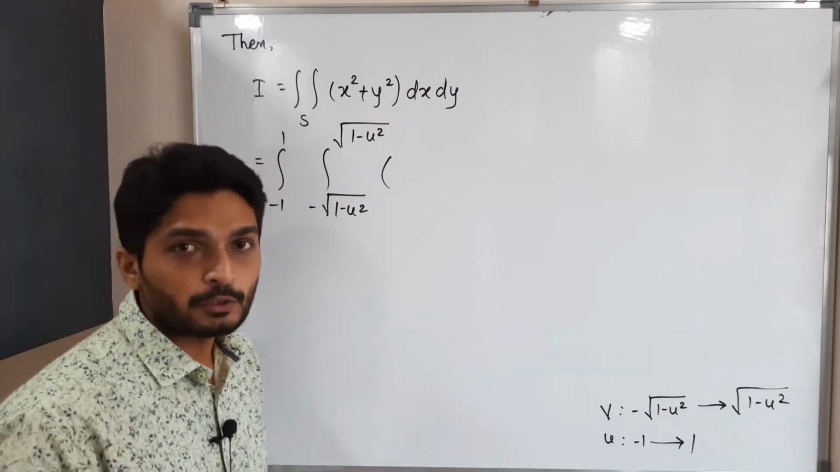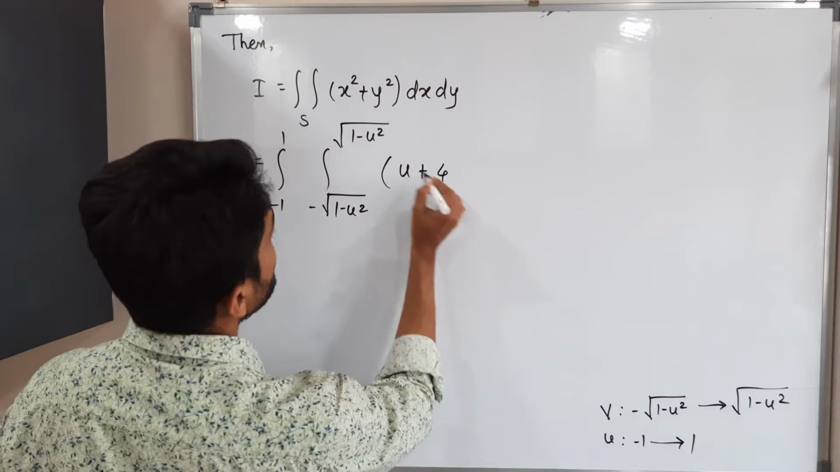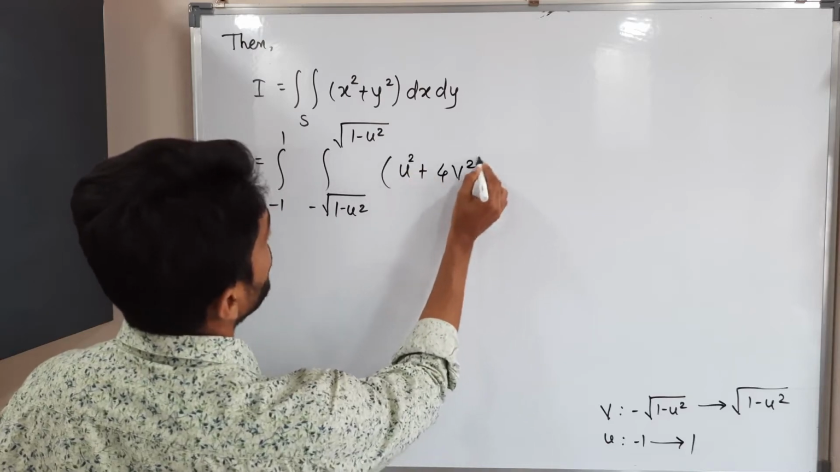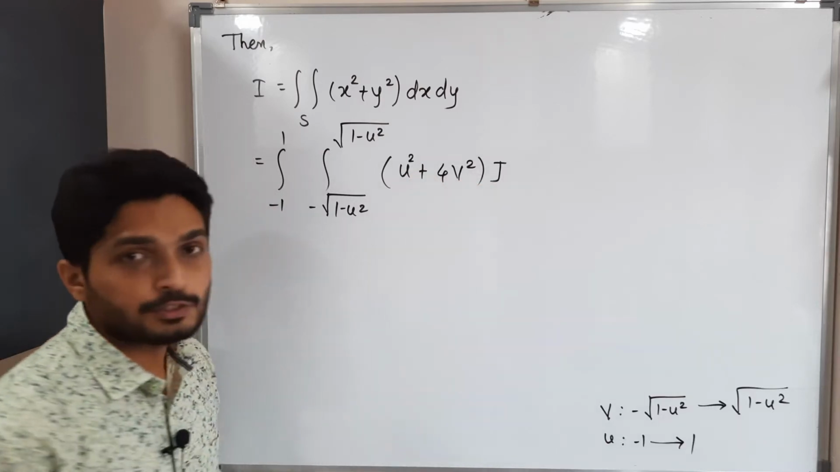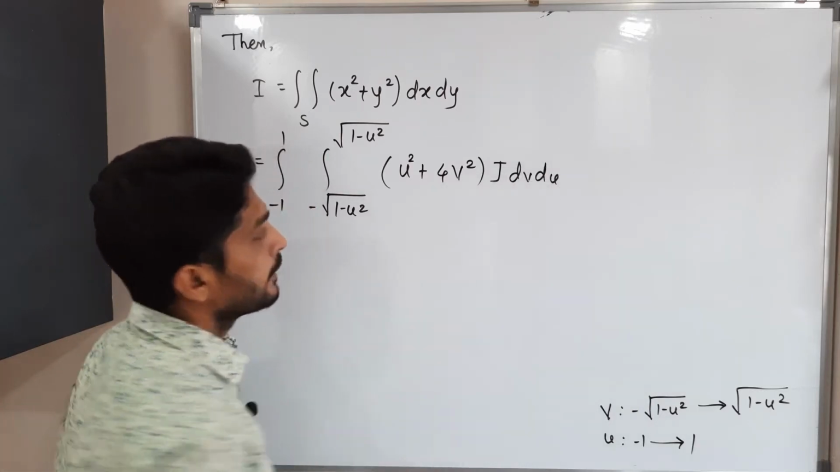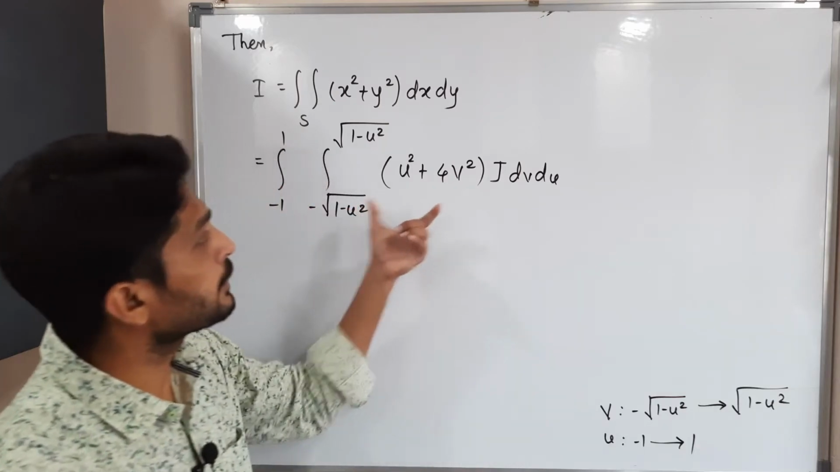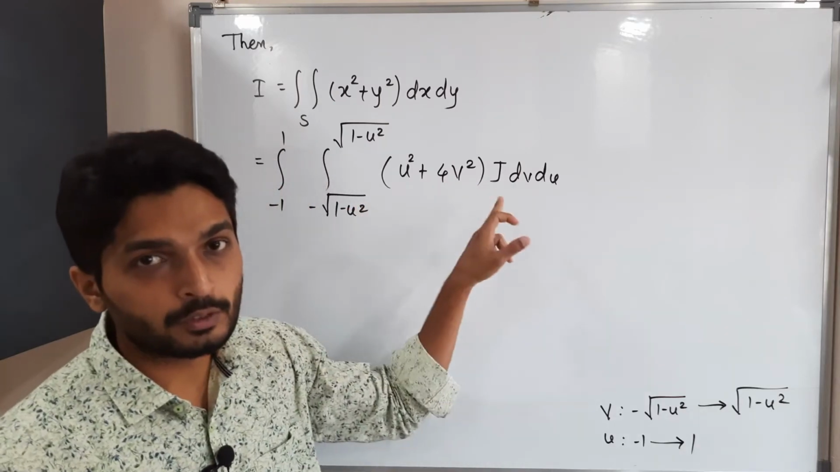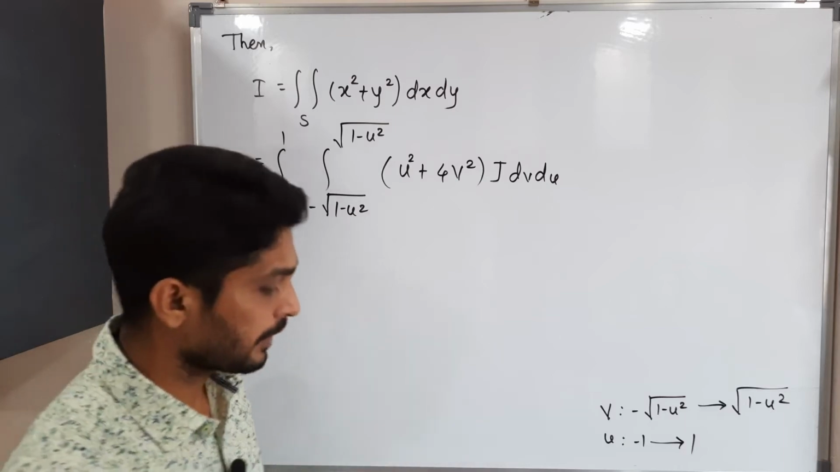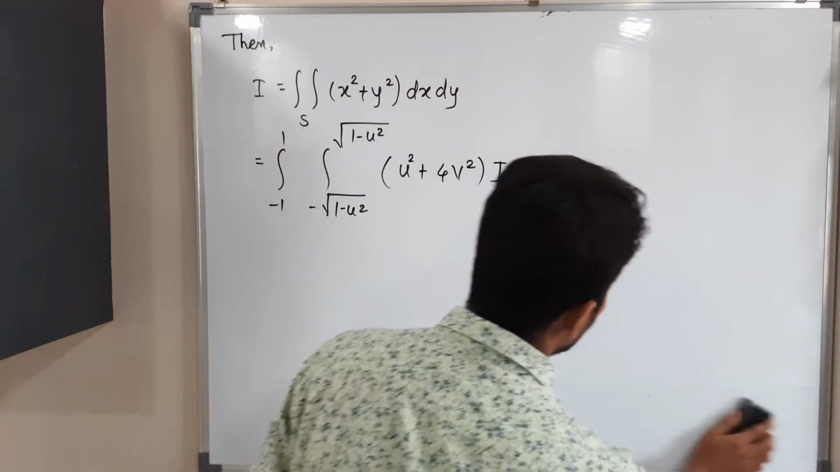X is nothing but u and y is nothing but 2v. So this is, sorry, here u square and 4v square. After that we are supposed to write the Jacobian, and then we can write dv du or du dv. But our strip is parallel to the v axis, so we need to integrate with respect to v first. That's why I wrote dv du. This is not required now, so let me remove this part. We will have more space to solve this problem.